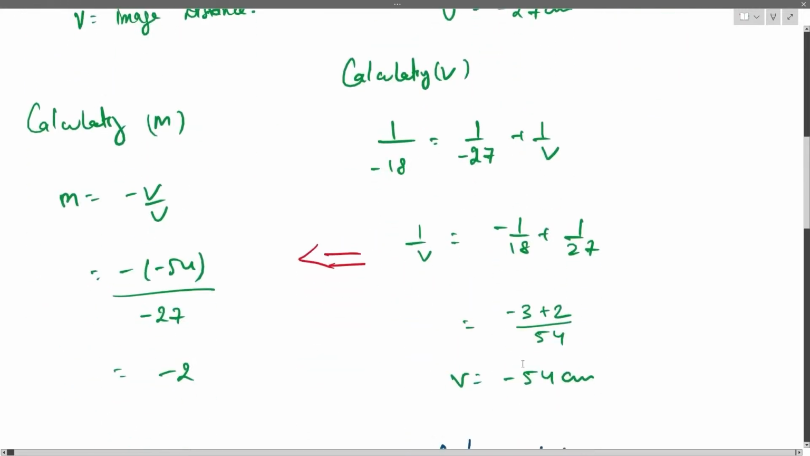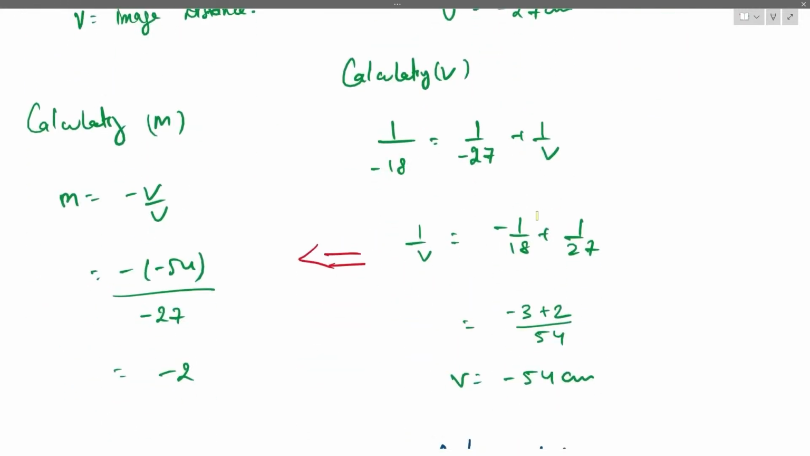Substituting the values of u and f in this equation, we get v equals minus 54 centimeter. That is, the position of the image is on the same side of the mirror as the object, because it is negative. Now we can calculate the value of m, that is minus v by u. Substituting the values of v and u in this formula, we get the value of minus 2, that is, the image is magnified and it is real.